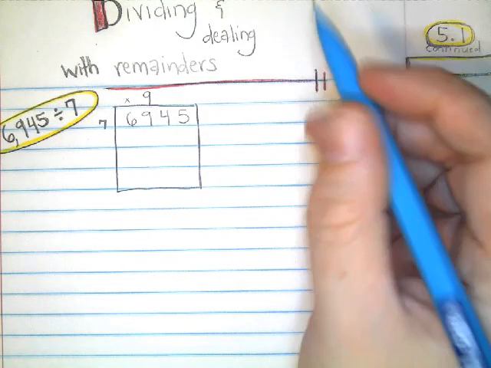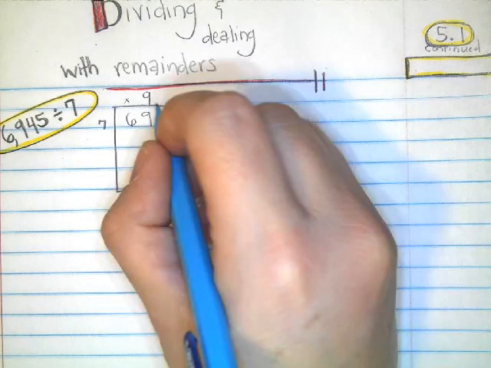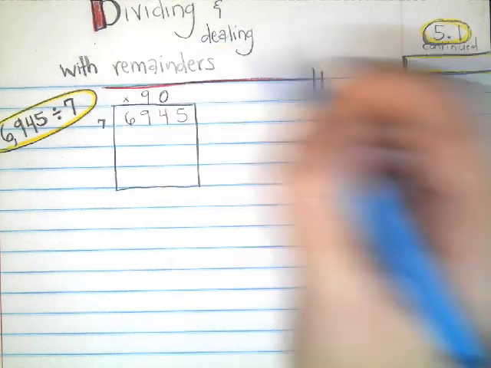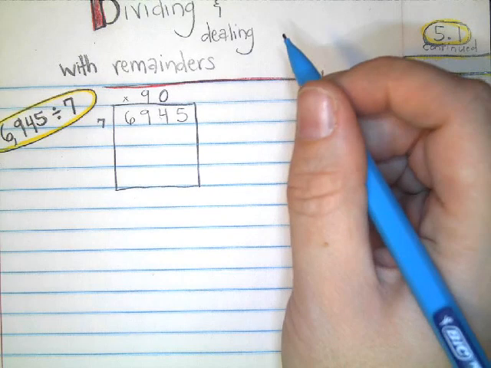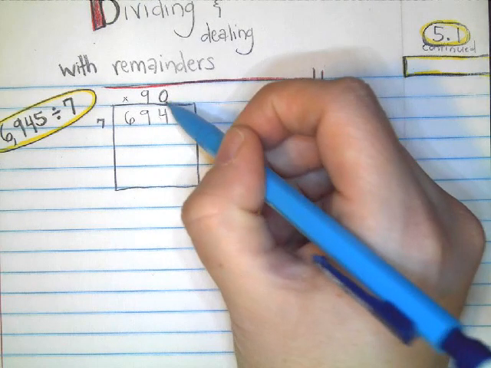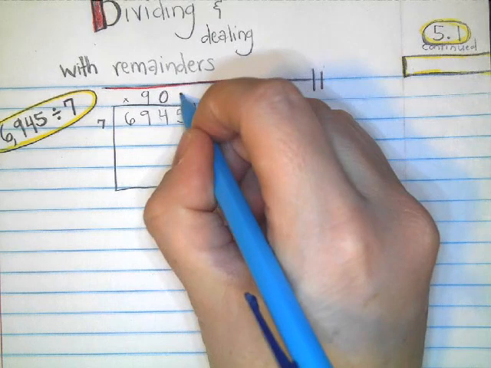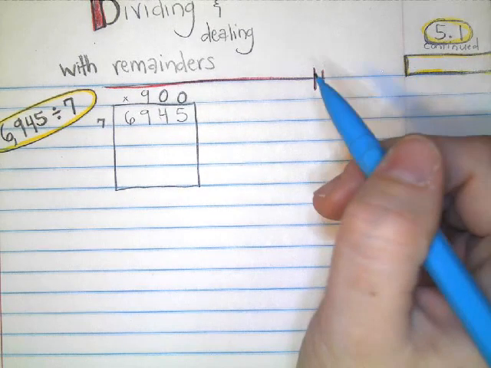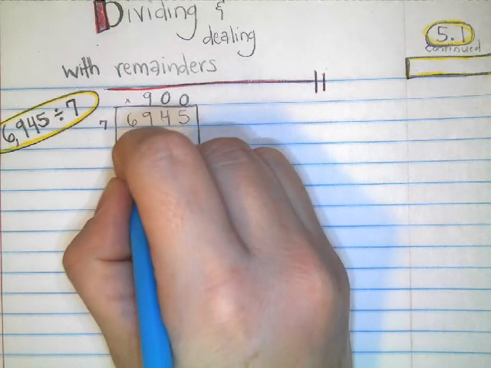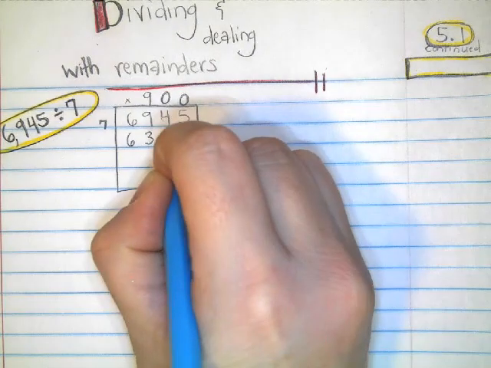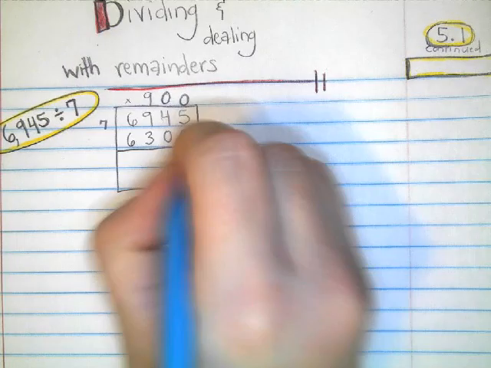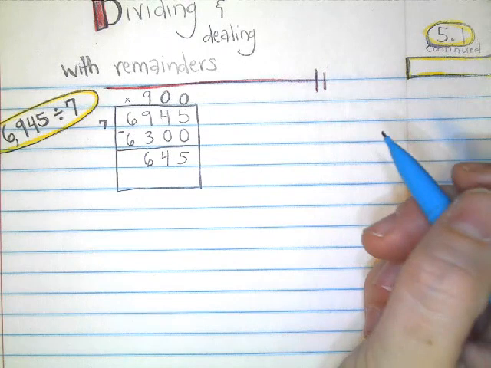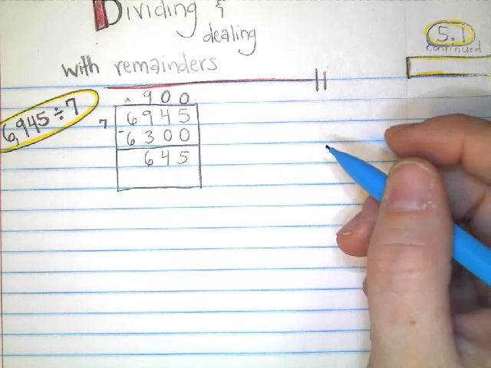But before I write the 63, I need to make sure when I'm doing the division this way that I place zeros for placeholding. So see how there's a place here above the 4, and there's a place here above the 5. So 7 times 9 is 63, but you have two zeros with it. So it's 6,300, and I write that underneath, no commas. I subtract to find the leftovers. 645 is my new dividend.